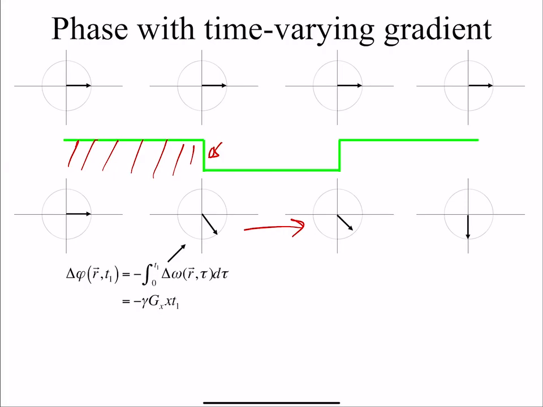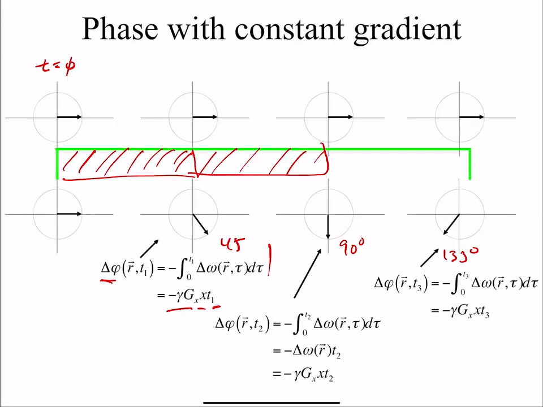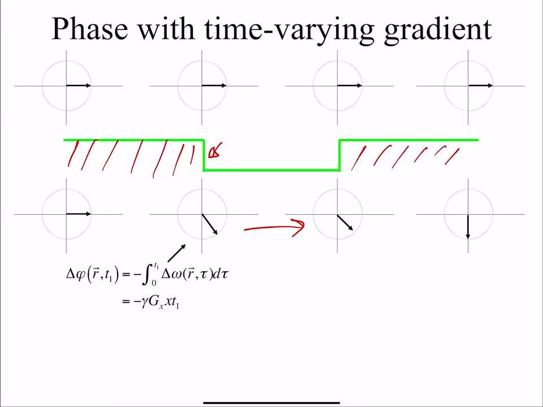Okay, so that's basically, when I turn off the gradient, it basically remembers its last location in phase. And then I turn the gradient on here, and now it starts accruing phase again. Right? So you can think of this period here as the spin just remembers what you did to it. And then if you come on later at some other point in time, it just adds on to that memory. All right?